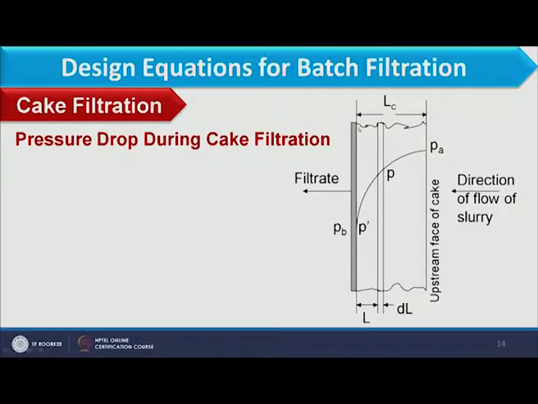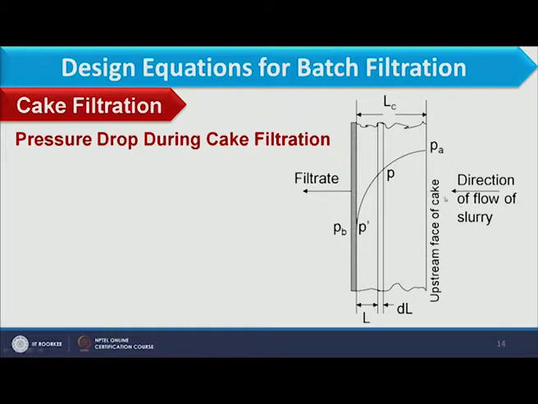If you consider this image, this is basically the filter media, and the slurry comes to the filter media, and we have the accumulation of cake over the filter media. The thickness of cake is LC. Now, this is the batch process, and first of all we have to calculate the pressure drop of this.